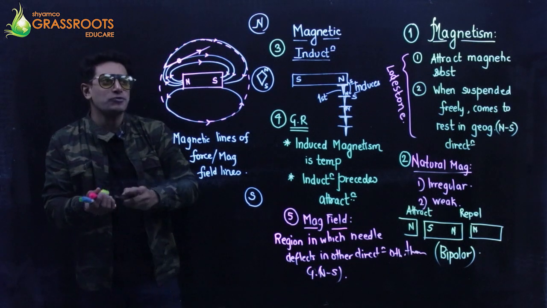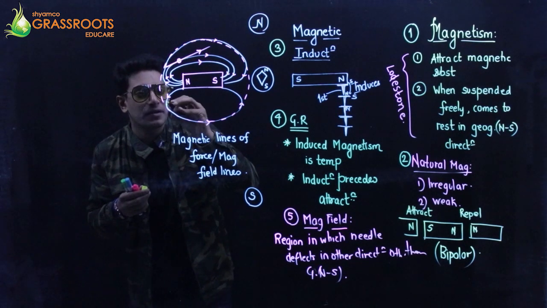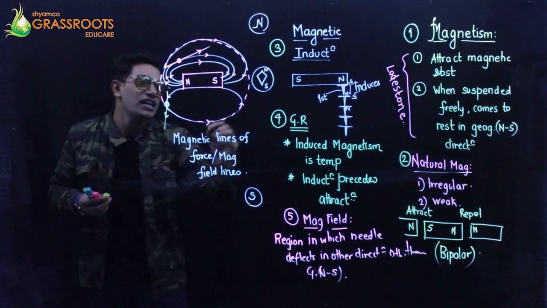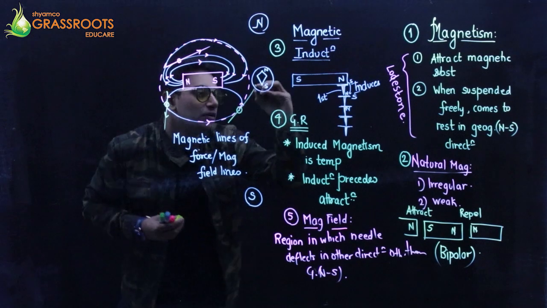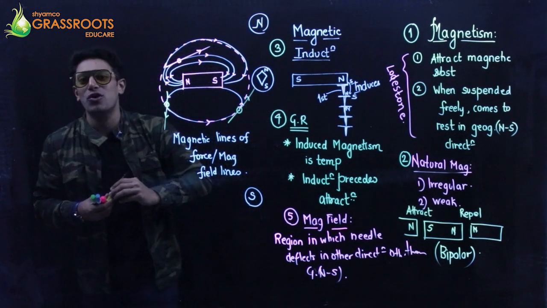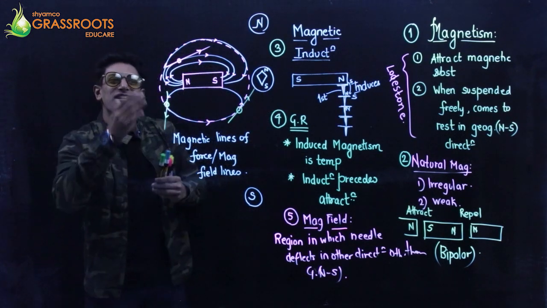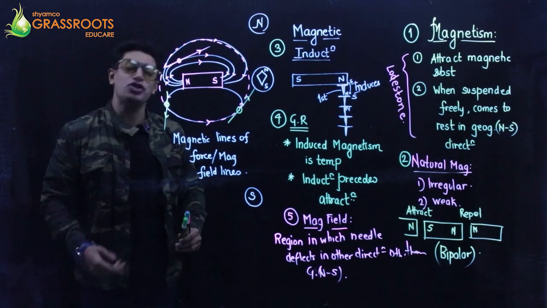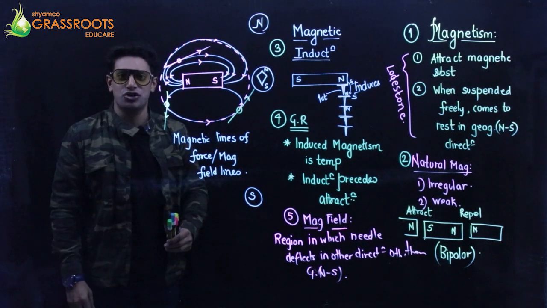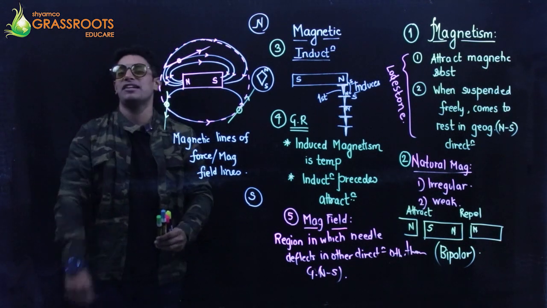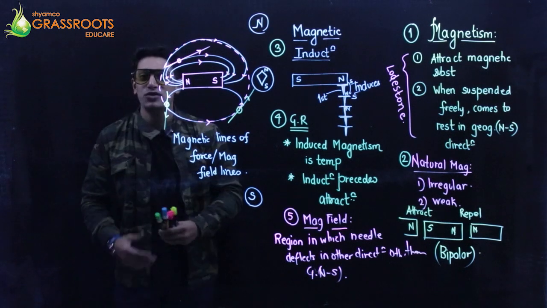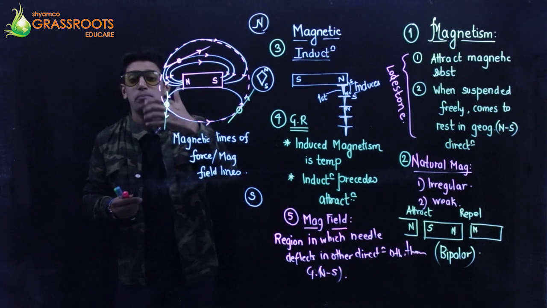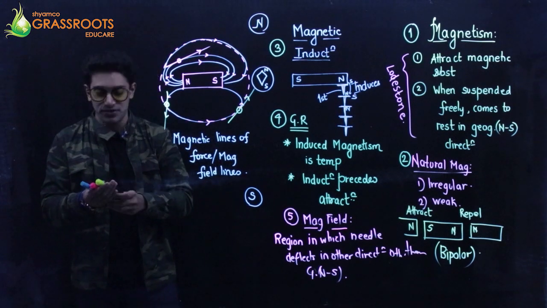That means if I'm talking about this point and I draw a tangent, the direction will be this way. If I take this point and draw a tangent, direction will be this way. So these are called tangents. And what do these field lines give? They give me the direction. Whose direction? The magnetic field direction at any point in the magnetic field. So these are called magnetic lines of force. And we have certain properties. We have certain properties of the magnetic field lines.